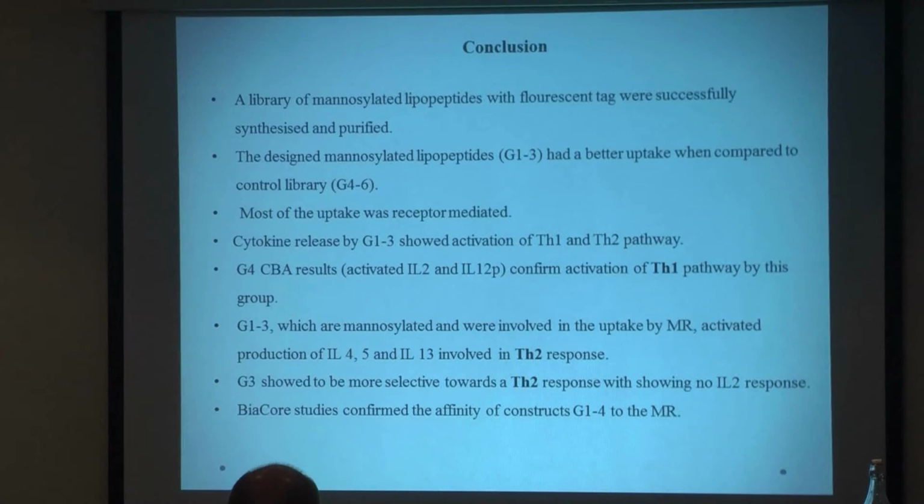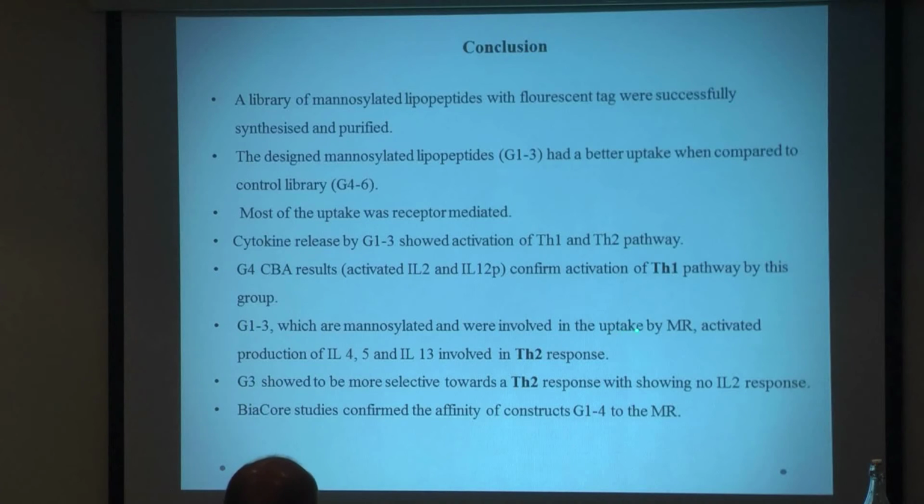So in conclusion, I made a library of mannosylated lipo-peptides with a fluorescent tag that were successfully synthesized and purified. We also designed mannosylated lipo-peptides that had better uptake when compared to the control library. Most of the uptake was receptor mediated, and for cytokine release, groups 1 to 3 showed activation of the T helper 1 and 2 pathways. Group 4 showed activation of the T helper 1 pathway. And groups 1 and 3 were involved in the uptake.